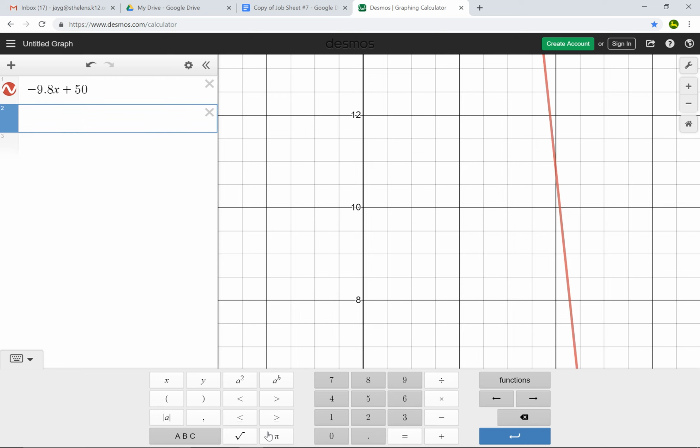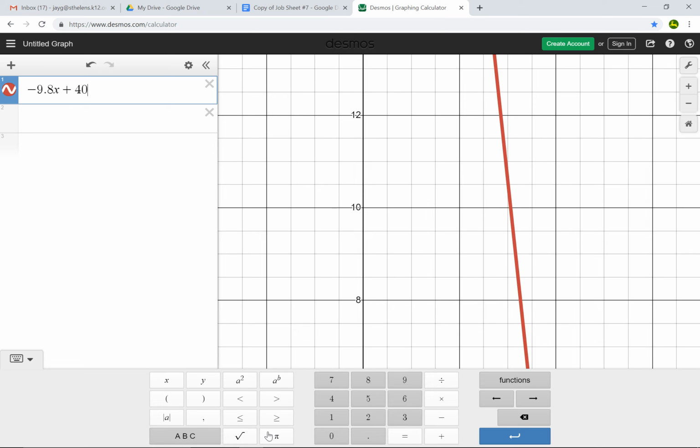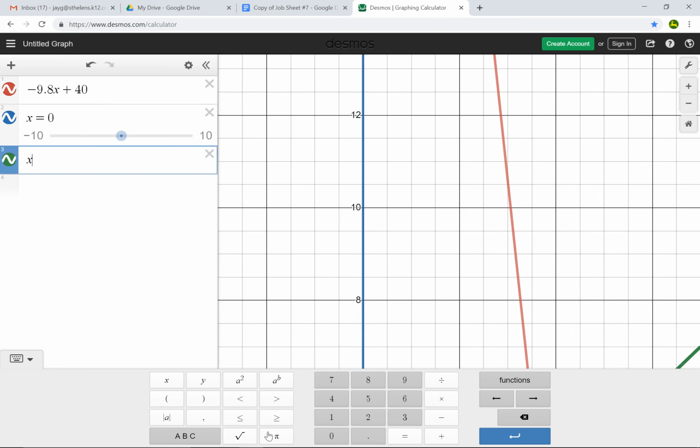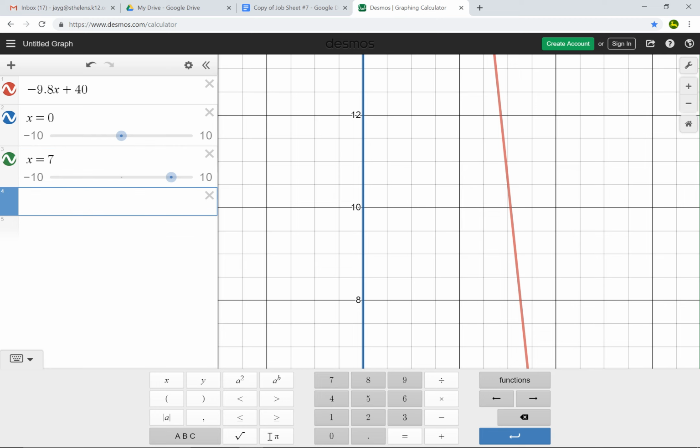Wait, is it 40 or 50? 40. Nope, that's not x. It's pi. And what did you say it was? 5 point something? 5.7.